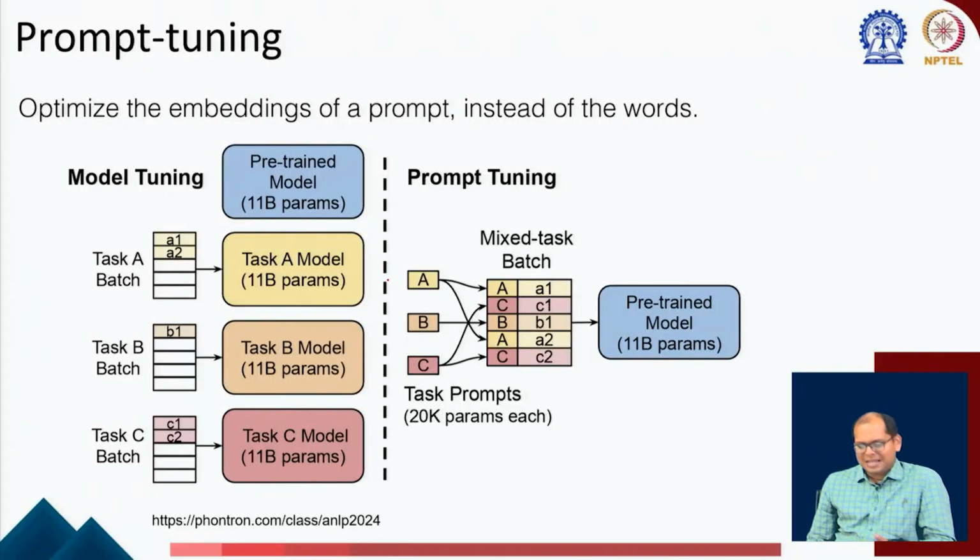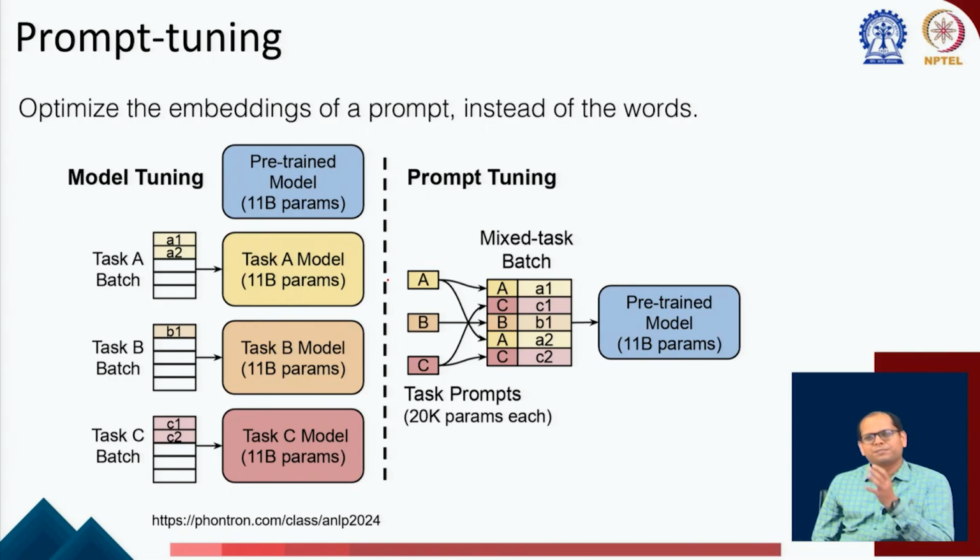Okay. So finally, I'll end with soft prompts, the prompt tuning part. Here we are not searching in a discrete space, but in a continuous space. So the idea is, can you optimize the embedding of a prompt instead of the words? So why is that important?